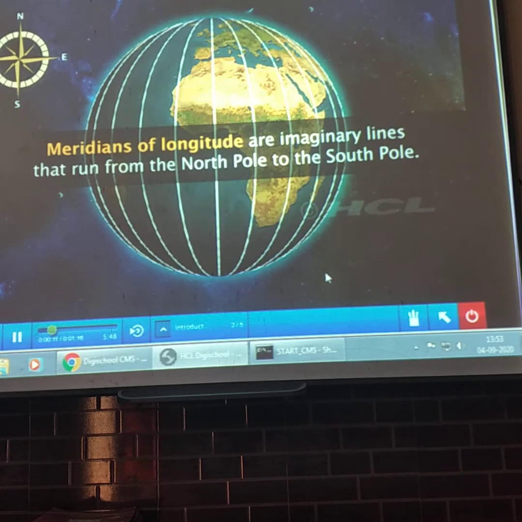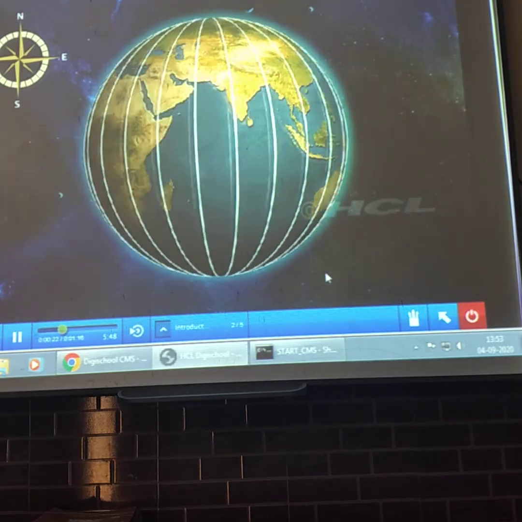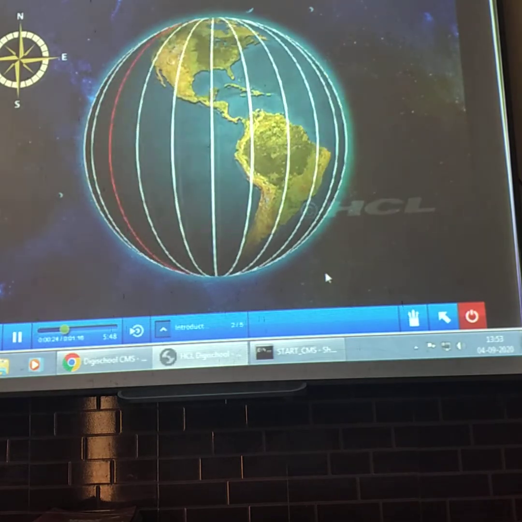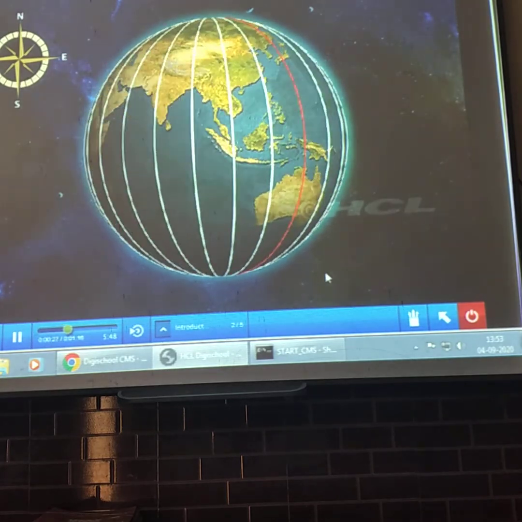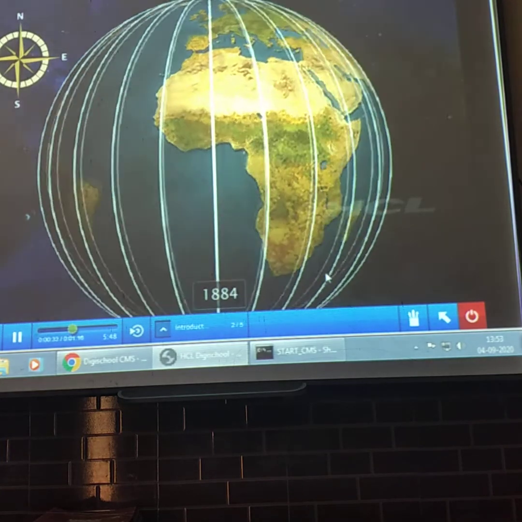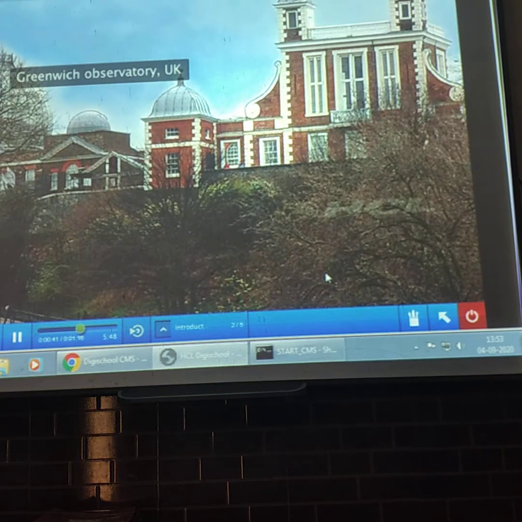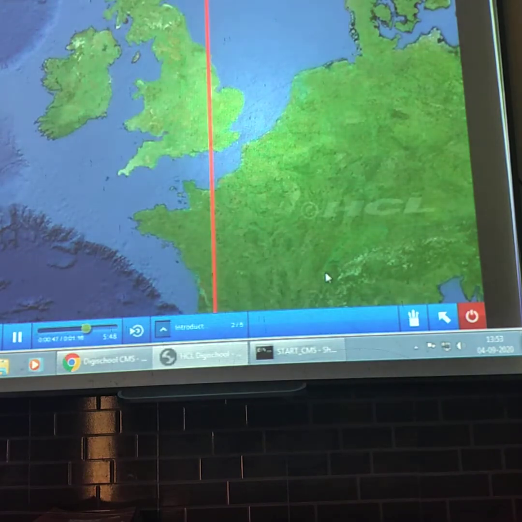Meridians of longitude are imaginary lines that run from the North Pole to the South Pole. Since the Earth keeps rotating on its axis, it was difficult to determine a central meridian with reference to which other meridians could be measured. In 1884, all of the countries of the world agreed to consider the meridian passing through the Greenwich Observatory near London in the United Kingdom as the central meridian. This meridian came to be called the prime meridian.